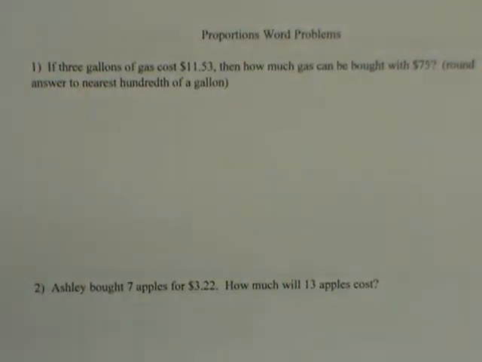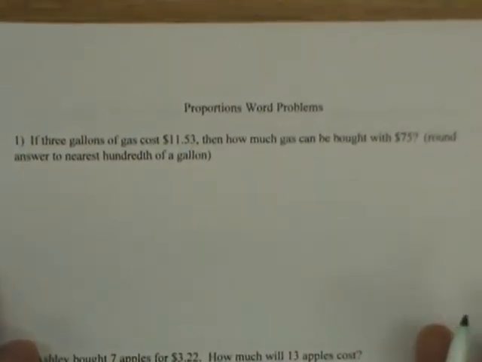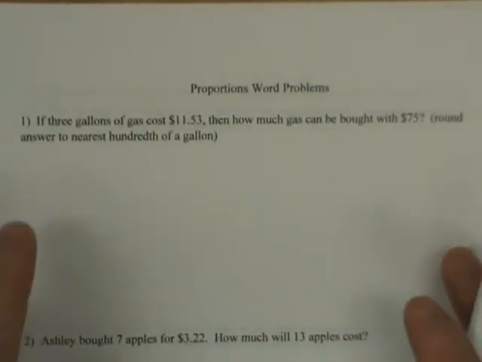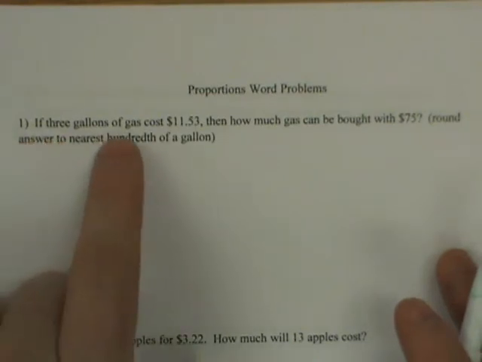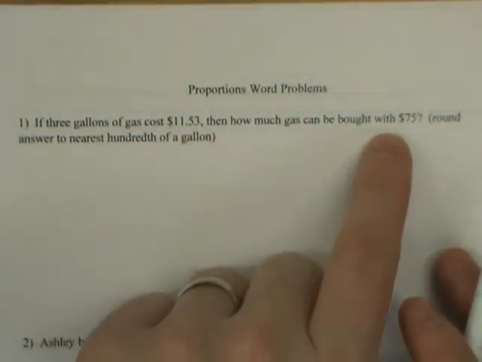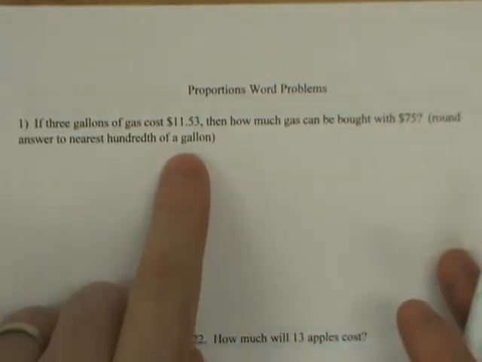Here are examples of doing word problems involving proportions, or proportions with word problems, however you want to say it. When I look at the first example here, I know it's going to be hard to read. Everybody should have a worksheet at home, so it shouldn't be an issue. It says if 3 gallons of gas cost $11.53, then how much gas can be bought with $75? Round the answer to the hundredth of a gallon.